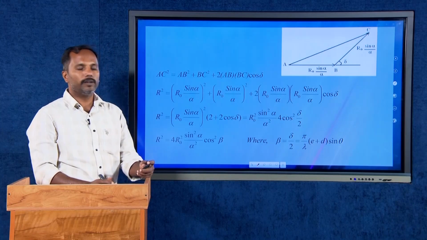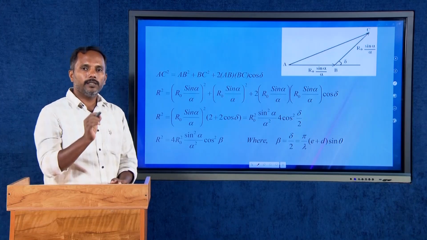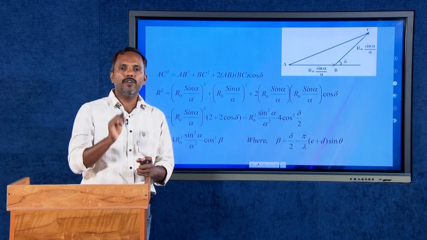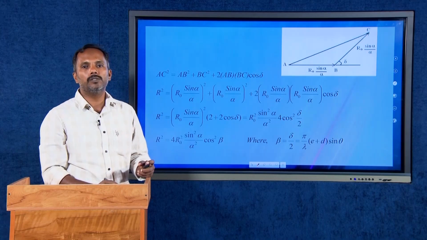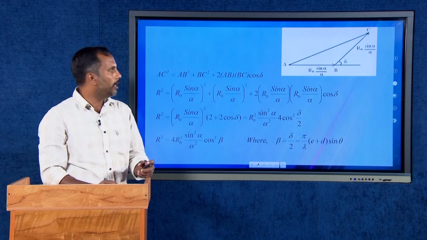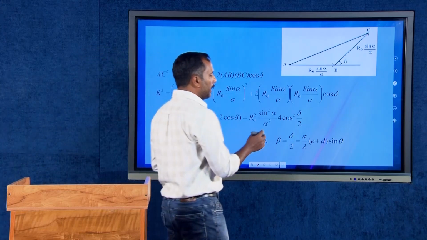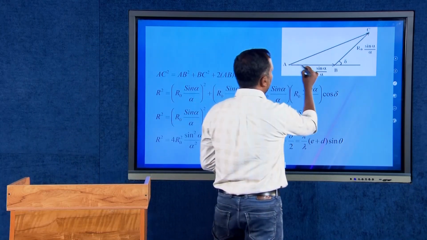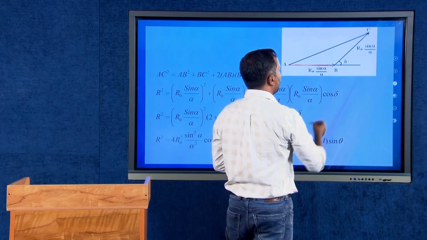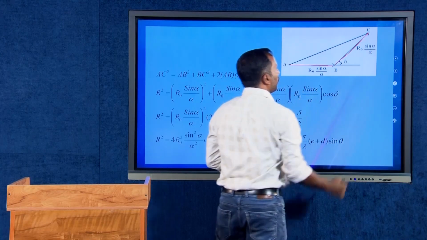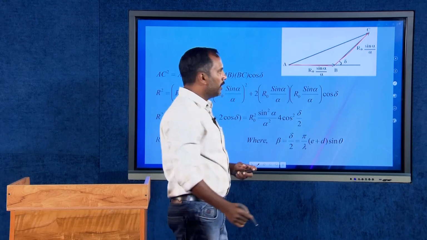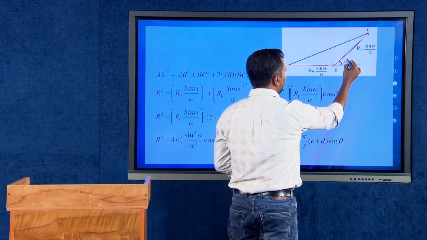This can be easily obtained through another method. We are considering two slits, each sending a wavefront of amplitude R0 sin alpha by alpha. Therefore, this can be taken as two vectors, one with amplitude R0 sin alpha divided by alpha and another with R0 sin alpha divided by alpha, with a phase difference of delta between them.